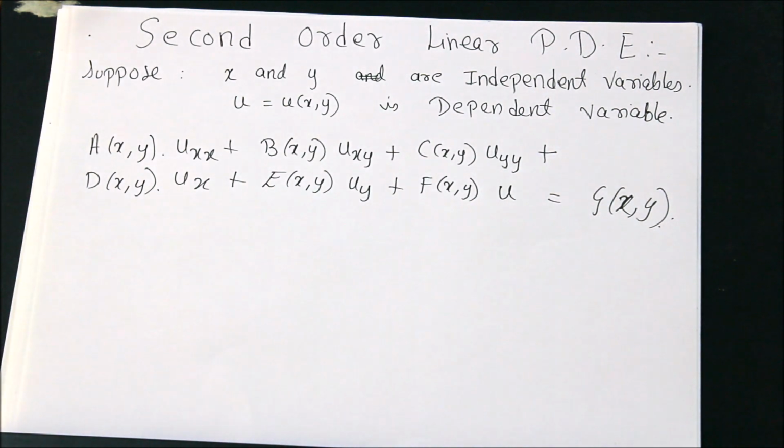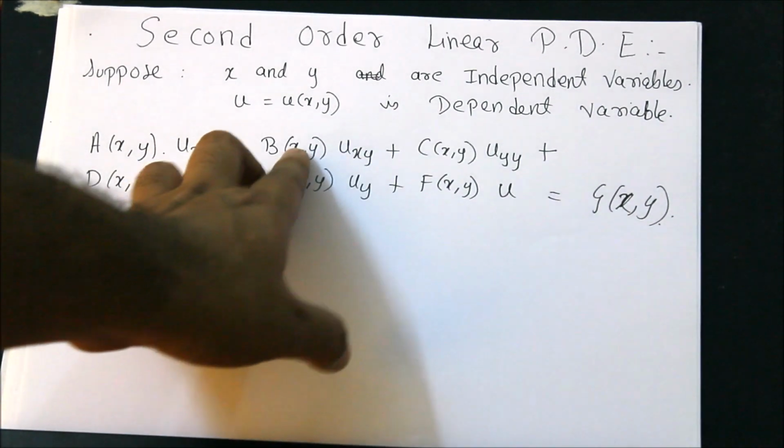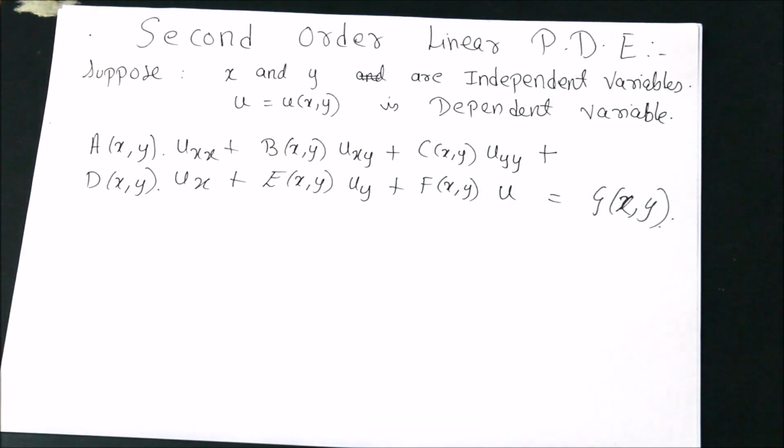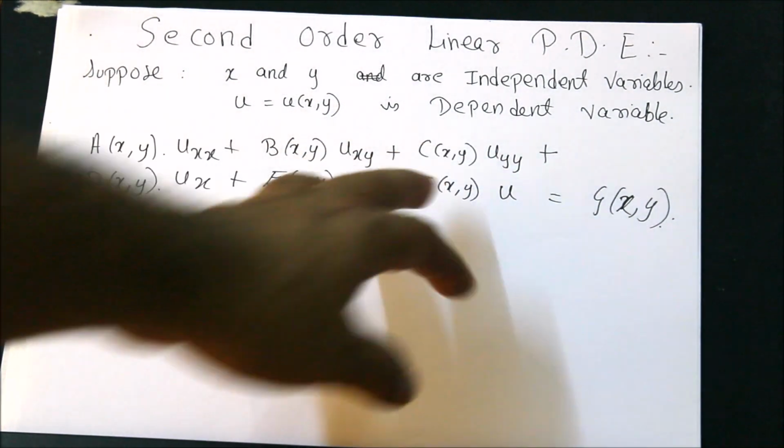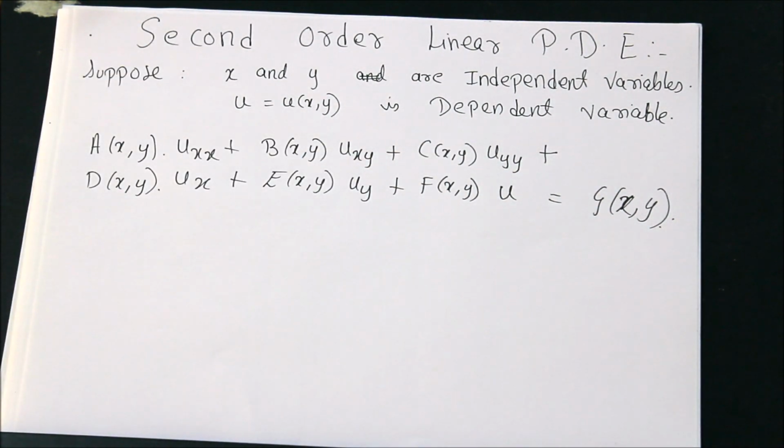So here my dependent variable is u. If you look at the coefficients of the highest order, they are functions of x and y. A of xy means it's a function of x and y. So the coefficients of the highest order do not contain the dependent variable or its derivative. Therefore it's semi-linear. And why is it linear?